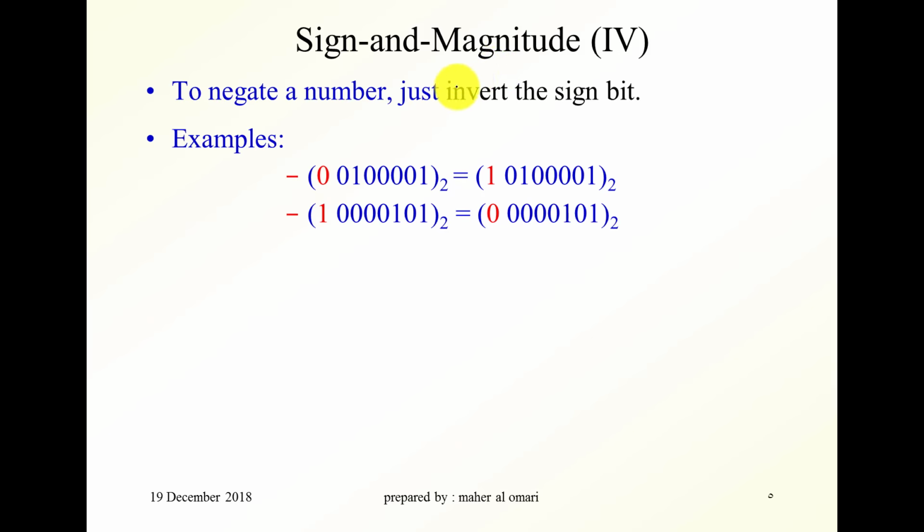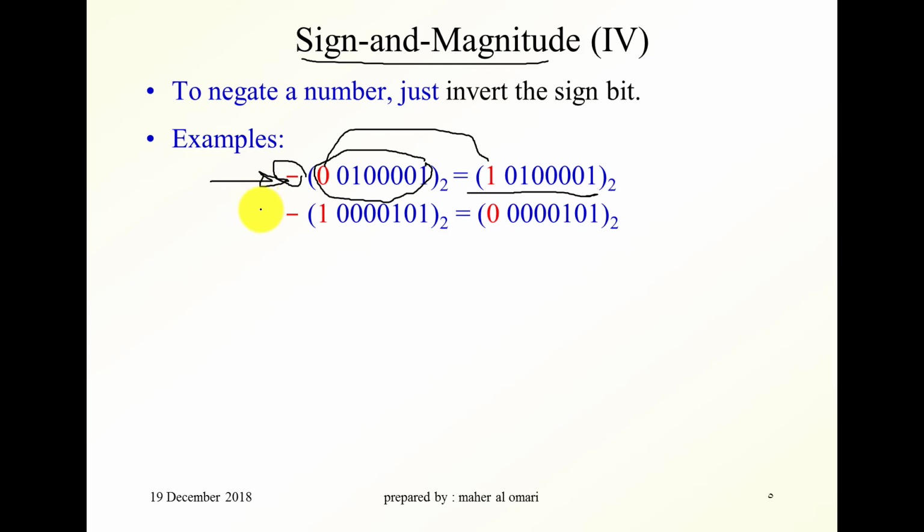To negate a number in this notation, suppose we have this number, all right? To negate this number in base 2 by putting a minus sign in front of it, all you have to do is invert the sign bit. So this is the negative number for this number. The same thing here, we have a number. To negate it, all you have to do is invert the sign bit, and you get the negative of this whole number.